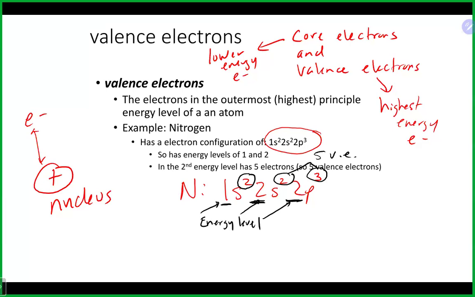Oxygen right next door is group number 6. It has 6 valence electrons. Fluorine, group number 7, will have 7. Neon, group number 8, will have 8. One exception for group number 8 is helium.